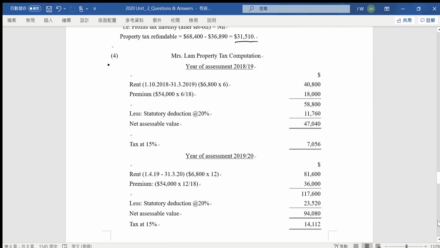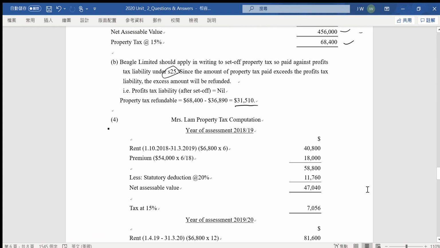Okay, for the 2018/19 year of assessment, that will start from 1st of October 2018 and up to the next year 31st March. In total there are just 6 months. 6 times 6,800, the rental income is 40,800. Then we can spread over the premium according to the rule, and that will be based on the shorter one, right? The lease period. That's why 6 over 18 times 54,000. That's why in this year we will take into account 18,000.